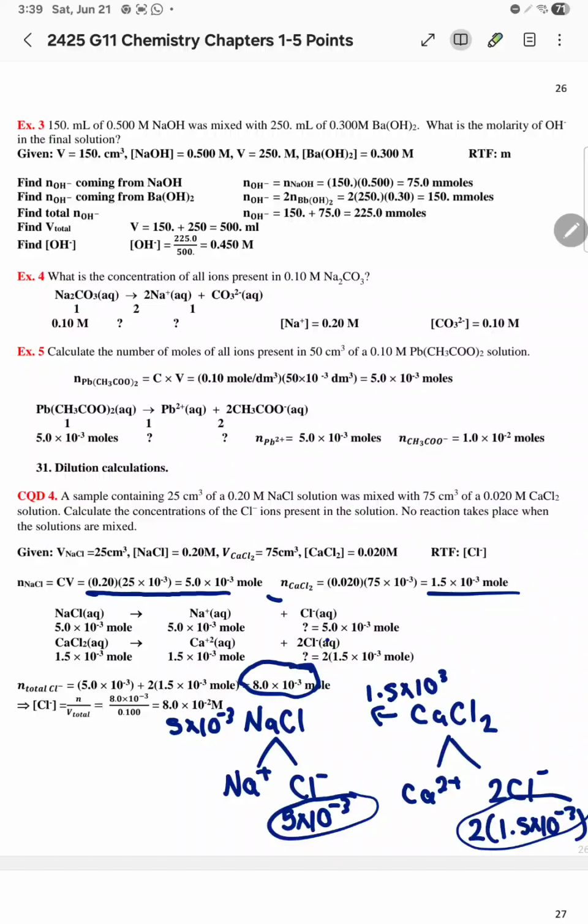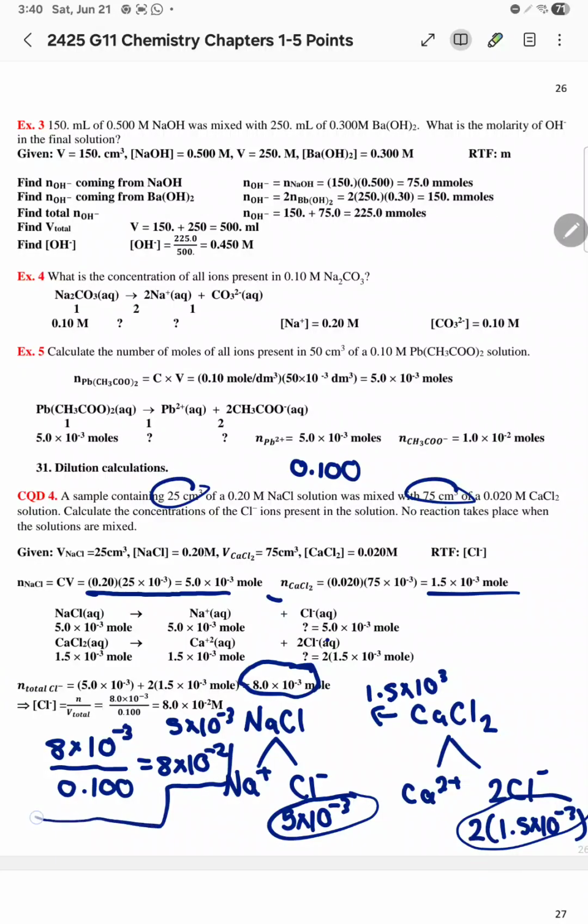Now we have our moles and we need to find total volume. Total volume is 25 centimeter cubed plus 75 centimeter cubed, making 100 centimeter cubed, which is 0.100 liters. So then you divide moles by volume to get concentration. 8 times 10 power negative 3 over 0.100 gives you 8 times 10 power negative 2 molarity. And that's how you get your final answer.